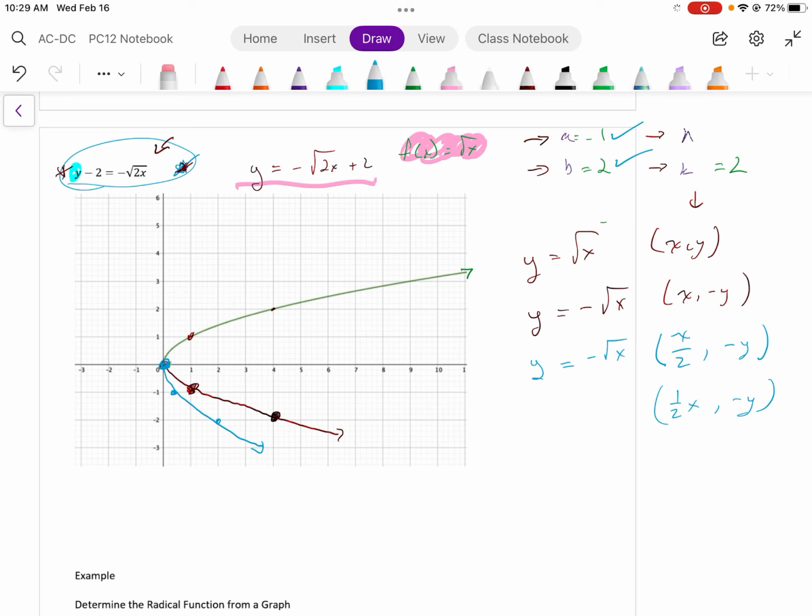And I made a mistake in my functional notation. This was compressing by a factor of 2 or stretching by a factor of 1/2. That is my new functional form.